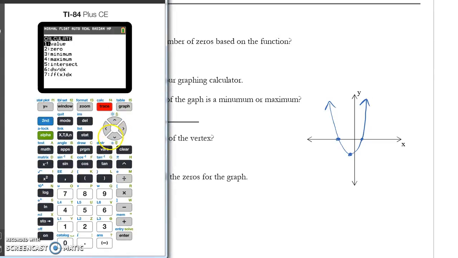All right, so I'm going to go through the vertex again. It's slightly different because now, remember, you have a minimum. So when you do second trace, you have to choose 3. You have to choose the minimum. And then again, it needs the left bound and right bound. So I go to my left bound, that means to the left of my minimum. Anywhere to the left is good, and hit enter. Then go to the right of the minimum. Anywhere to the right is good, and hit enter.